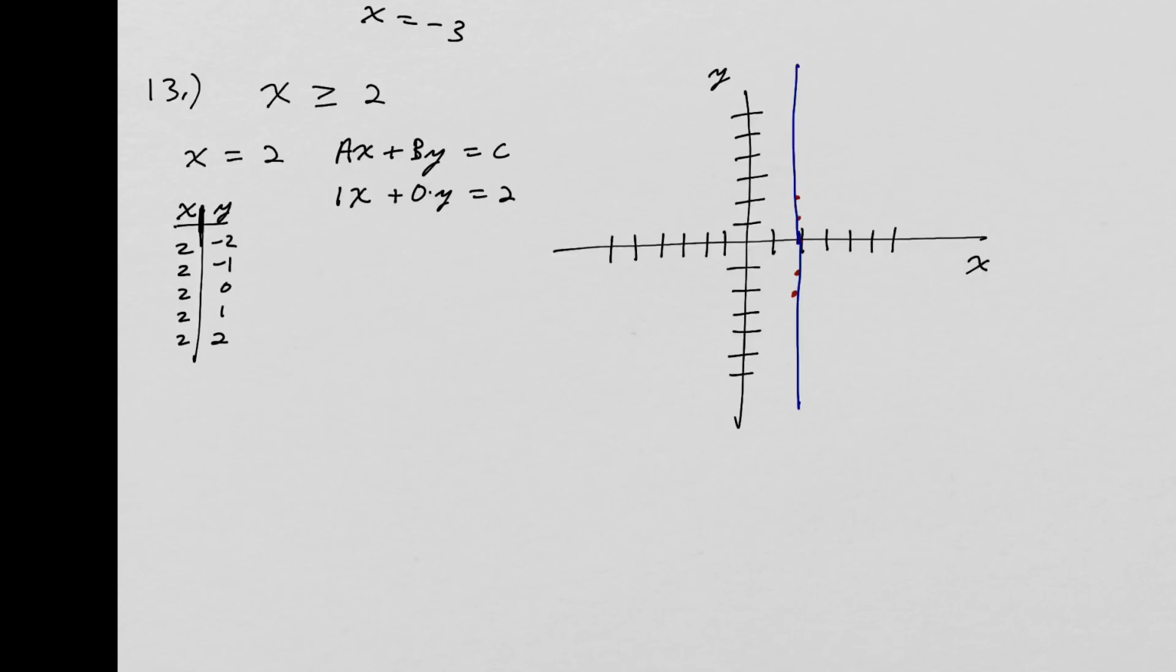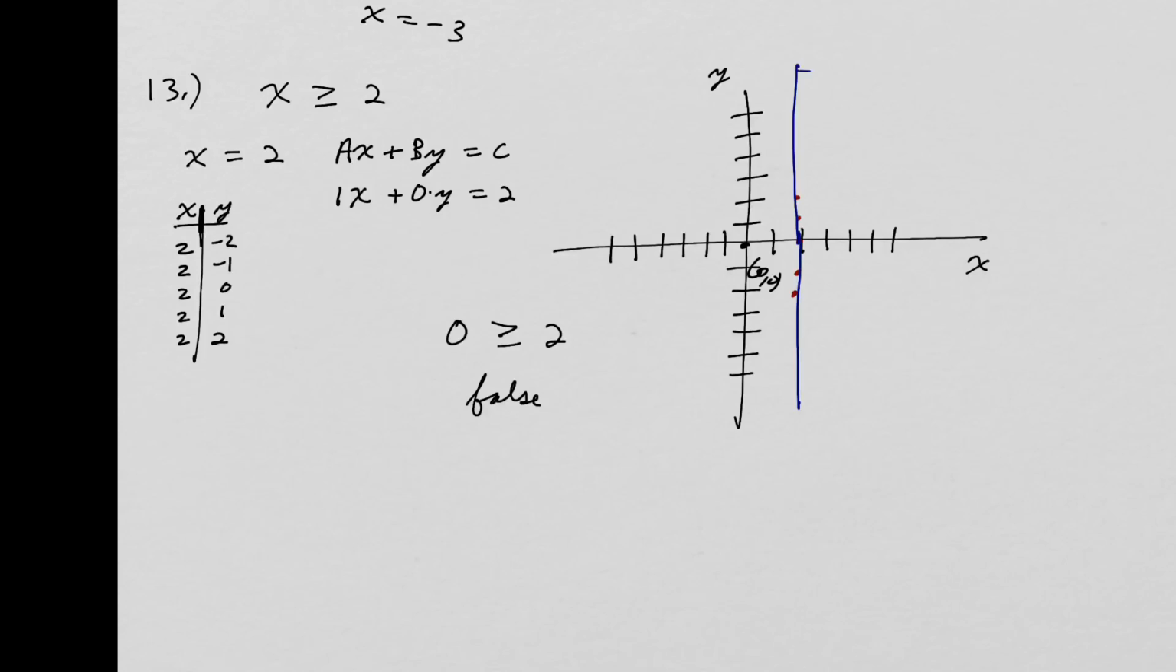I choose a test point. Since (0, 0) is available, let's use that point. If I plug it in, there's no y, so I don't have to worry about y. So x is 0, is 0 greater than or equal to 2? Is that true or false? That's false. 0 is not greater than or equal to 2. So that's false. Therefore, what side do I shade?